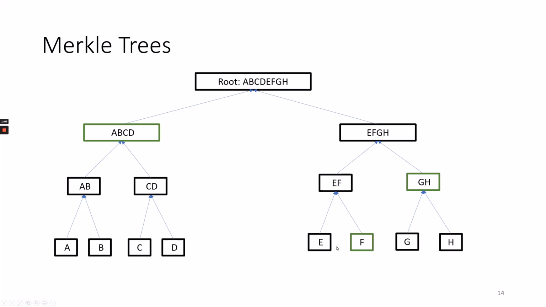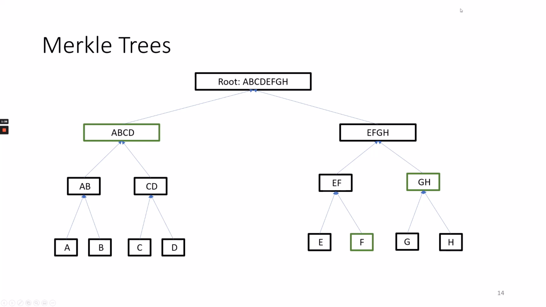What we would simply do is compute the hash of E, then concatenate the two, and compute the hash of EF. We would then compute the hash of EFGH, and lastly we would combine this with the hash we were already provided to finally get ABCDEFGH.